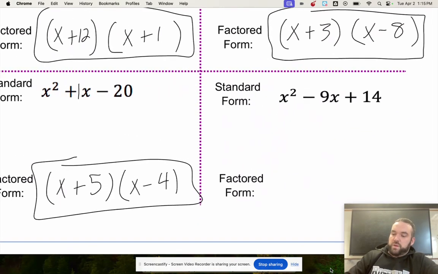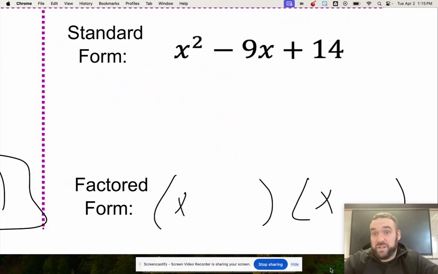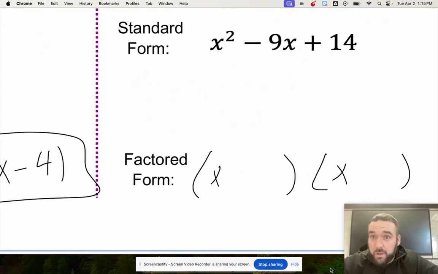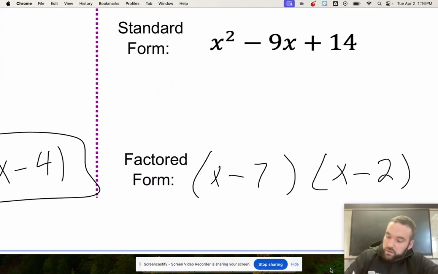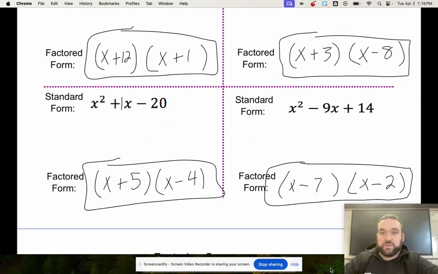And then last but not least, we have x squared minus 9x plus 14. Positive 14 means I either need two positive numbers or two negative numbers. If I'm going to combine like terms to get negative 9x, I do need a couple of negative numbers. There's not many options for 14. It's 7 and 2 or 14 and 1. And if I do use 7 and 2, negative 7x and negative 2x combined does equal negative 9x. So there are the correct answers for those four.